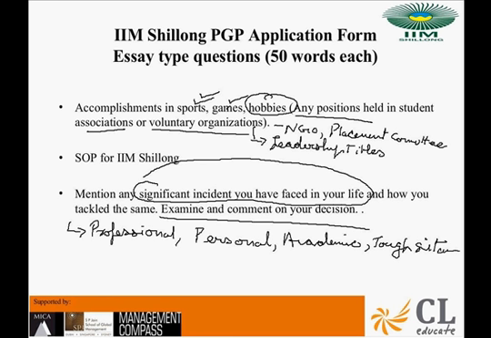And those of you who do not have any significant incident in your life, you unnecessarily do not have to fill the column. Please do not try to fill in everything.